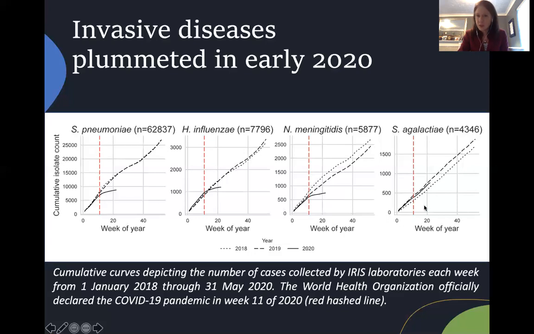Now, Group B strep is not a respiratory pathogen. These are invasive isolates from 9 different IRIS laboratories who routinely collect Group B strep data. And you can see the pattern here is very different, that there's really no difference between any one year, 2020 versus 2018 or 2019, in terms of the submission of Streptococcus agalactiae invasive data. So we think this demonstrates that in fact this is not a problem with receipt of samples, but that these data are real, and that we would hypothesize that the reduction in transmission of bacterial pathogens coincided with the containment measures that were implemented as a result of COVID.